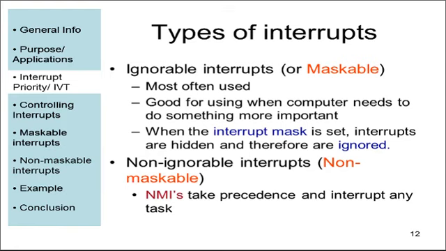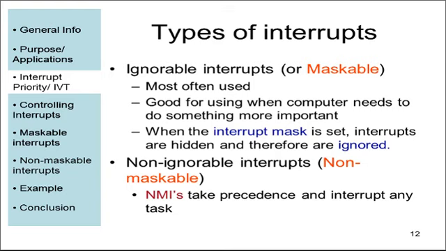So what are the different types of interrupts? Basically, the interrupts are categorized into two types, maskable and non-maskable. What is meant by maskable? Maskable means ignored or ignorable interrupts. Mostly these interrupts are used.